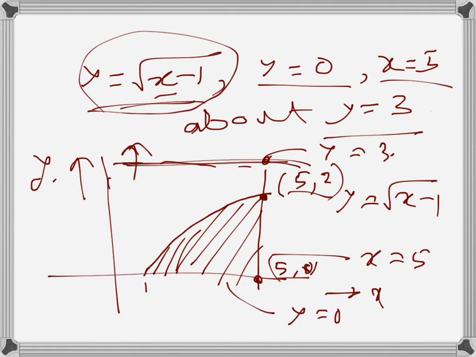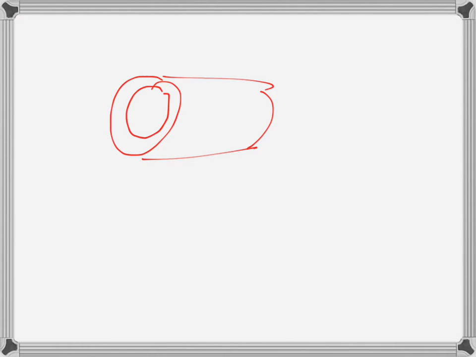We need to find the volume that is generated using the cylindrical shell method. So first let's take a small section here, maybe in a different color. Let's take a very small section here which is of thickness dy, and the shape that will be generated will be something like this, a cylindrical shell, like that.